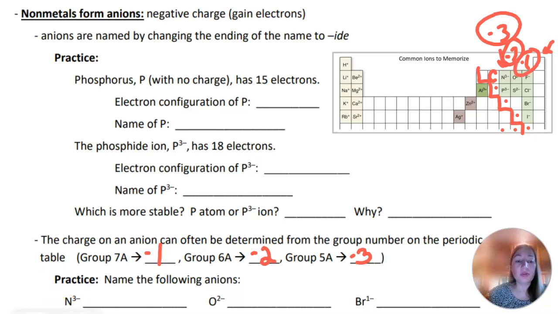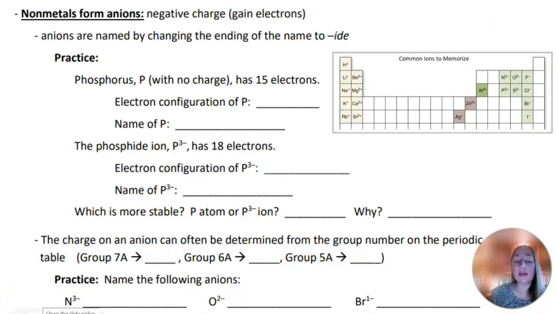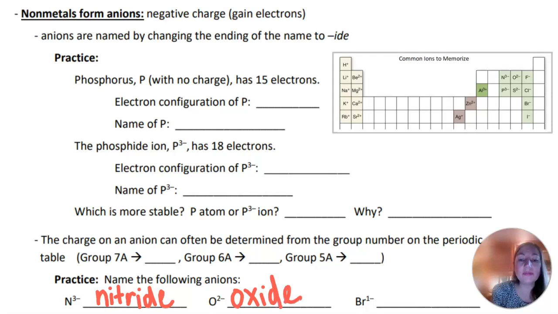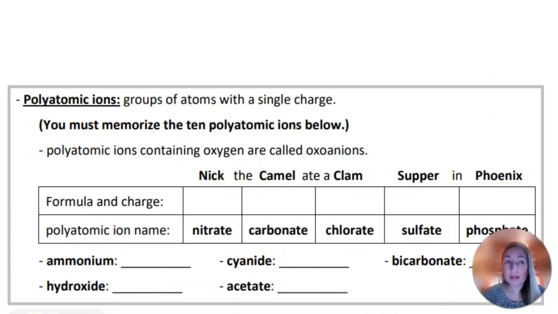Okay, so it says practice. Let's name the following ions. So nitrogen as an ion, we change nitrogen to nitride. So we're cutting off the ending and changing it to "ide." Do you want to try these two? Press pause. Okay, oxygen here we can change to oxide. And then bromine here we can change to bromide. All right. So that's how nonmetals gain electrons to form ions.